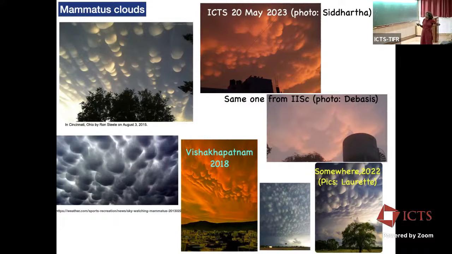And the same mammatus cloud, Debashish took a picture in IAC and sent me, because they know I'm crazy about mammatus clouds. They keep sending me pics. So this was the exact same cloud at the same time. I got these WhatsApp photos from both of them at the same time. And then there's another friend I have called Laurette who keeps looking for these photos and sending me. So if you guys see a mammatus cloud, take a pic, send it to me with a date, time, everything. Agree or disagree? Agree.